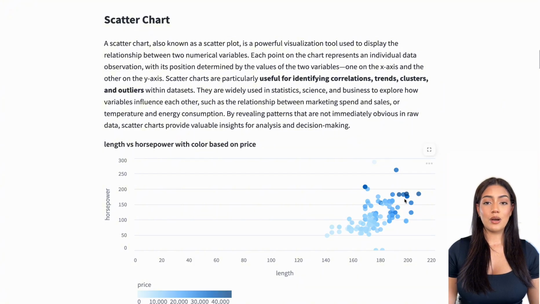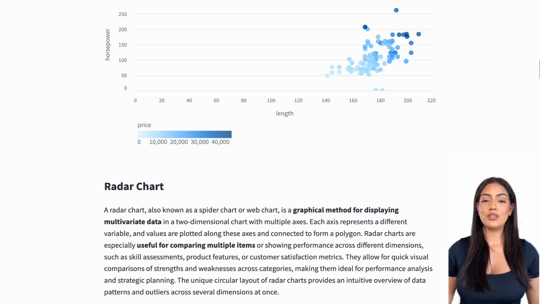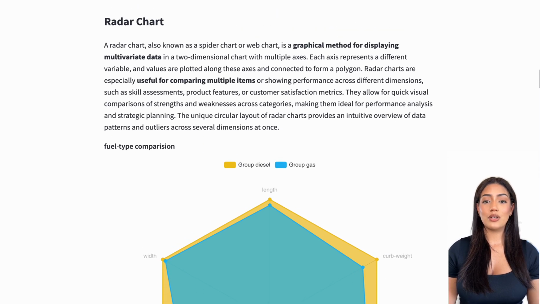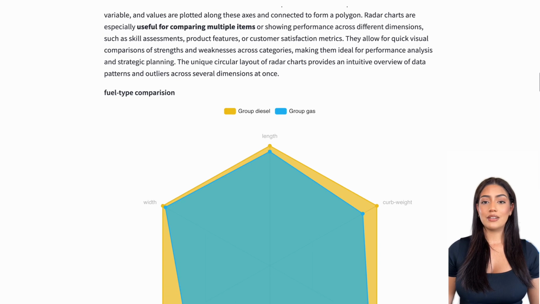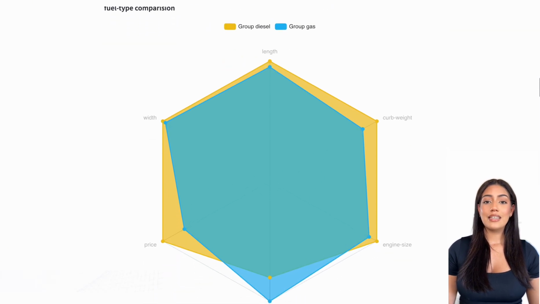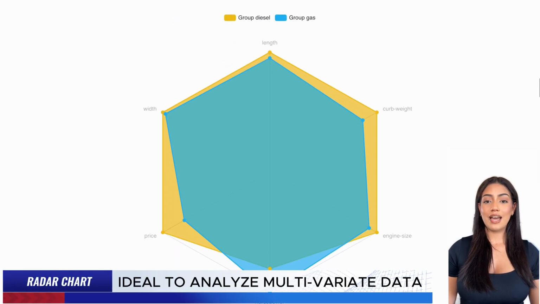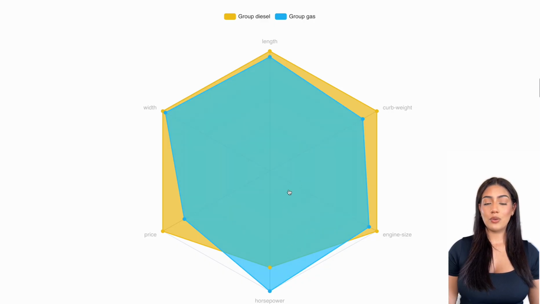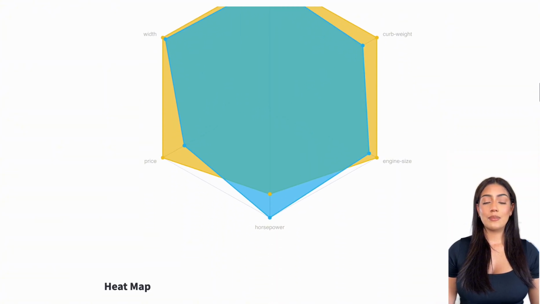Now let us move towards more complex charts. And it's my pleasure to introduce to you one of my personal favorites, the radar chart. A radar chart, also known as a spider chart or web chart, is a graphical method for displaying multivariate data in a two-dimensional chart with multiple axes. They are useful for comparing multiple items, and here we see a comparison between diesel cars and gas cars based on various characteristics. We can observe that diesel cars are high on all characteristics, while gas cars are high on horsepower. As you can see, radar charts are very powerful as they compare multiple dimensions.